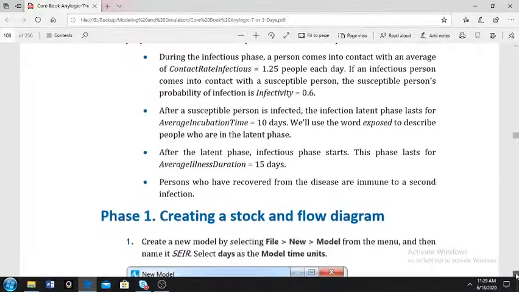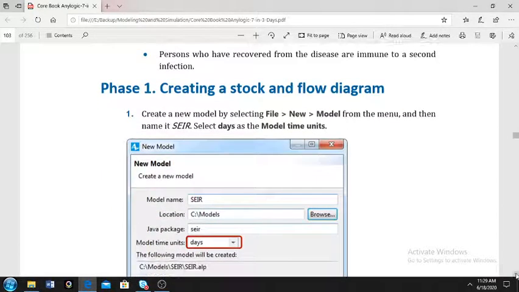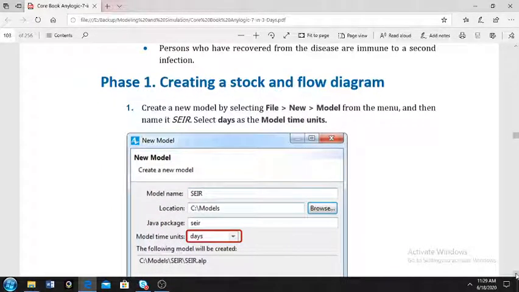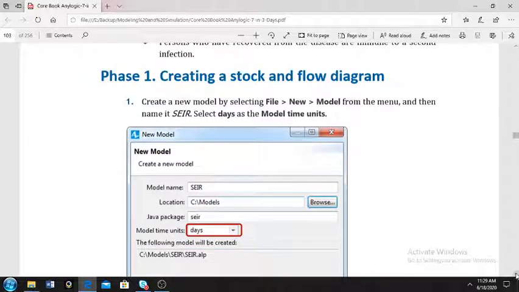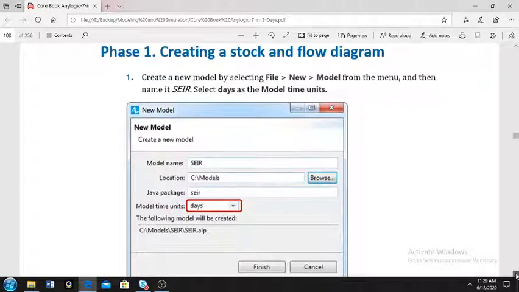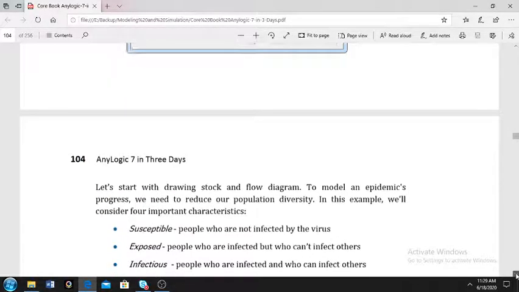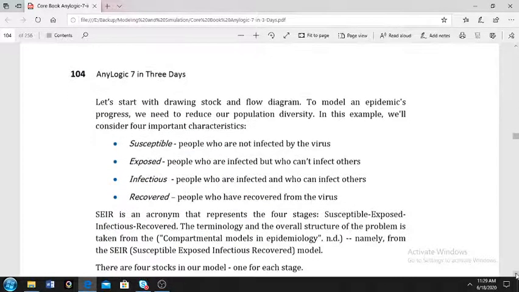Now, what's the model? The book really takes you through it. I cannot be there, I don't take you through the lab step by step. You have click after click: go to file, new model, select days, whatever. So you don't need me to be there.